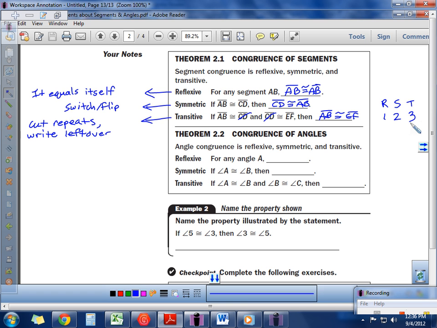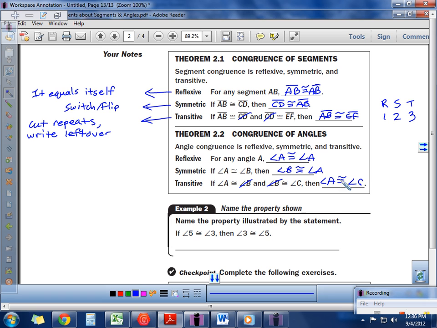These down here deal with angles. Up here it was segments, so we use the segment symbol. Down here they're angles, so we're going to use the angle symbol. So reflexive means it equals itself. Angle A is congruent to angle A. Notice I didn't put the little m. I didn't put measure because we're not talking about being equal to a number. Over here, symmetric, we switch them or flip them. So angle B is congruent to angle A. And the third one, cut the repeats and write what's left. So angle A is congruent to angle C.